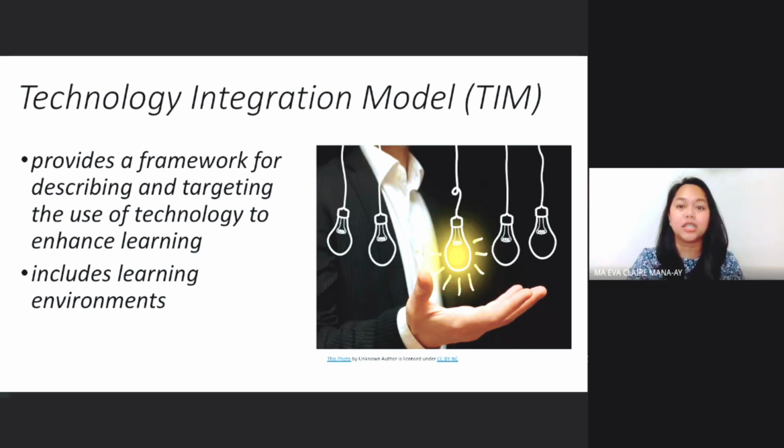Your technology integration model, or what we call TIM, provides a framework for describing and targeting the use of technology to enhance learning. Furthermore, it also includes the learning environment. So again, we have two factors here that we need to consider. First is, how do we use technology so that the learning of our students will be enhanced? And secondly, we are also going to be talking about the different learning environments that we have in our classrooms.